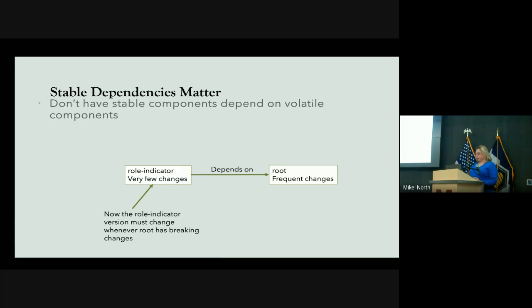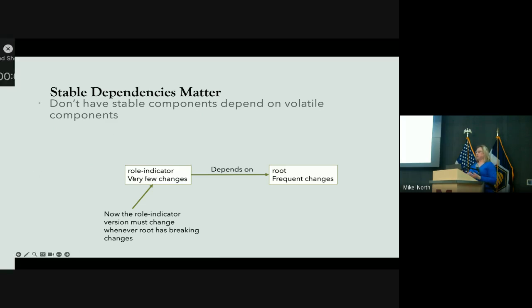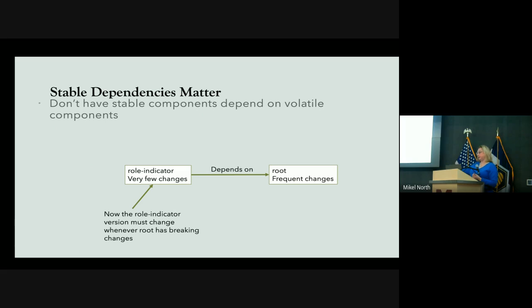Stable dependencies matter. So this is an example: role indicator has a package JSON that has root, and it pulls something from Zion root in it. Role indicator has very few changes, but root has lots of changes. And so we have a rule internally that if the things in the package JSON have a breaking change, you have to make yourself have a breaking change. It's lazy because half the time that thing that was a breaking change in the dependency didn't actually break you, but half the time it did.